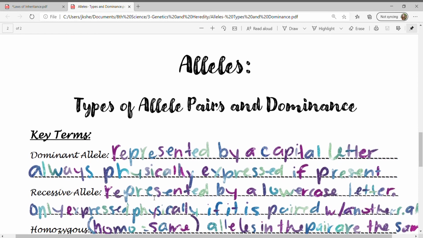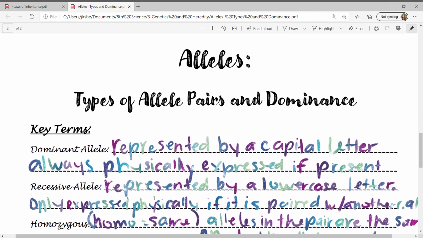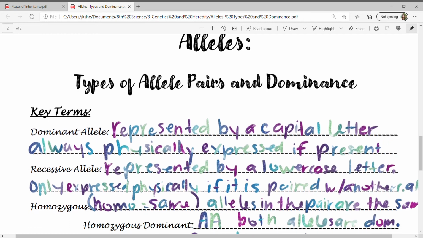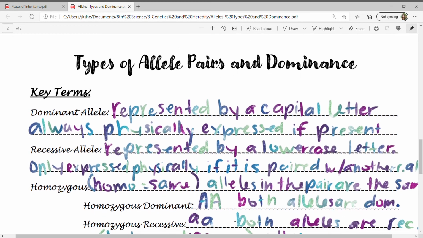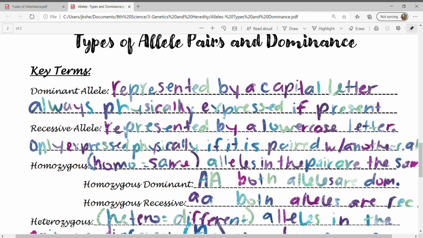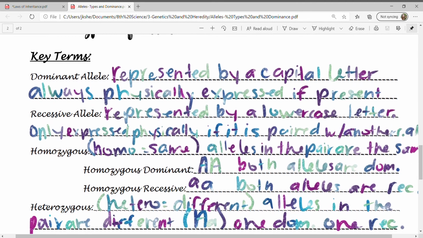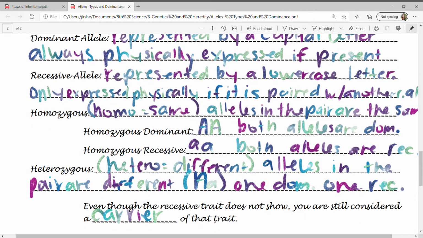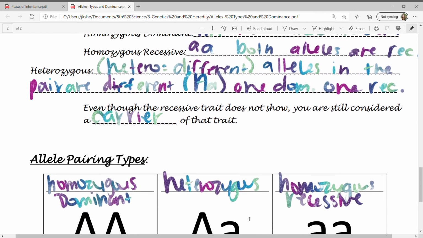We have two different types of pairing for alleles. We have homozygous allele pairings, in which both alleles are the same. For example, we have two dominant alleles that will be called homozygous dominant. If we have two recessive alleles, that will be called homozygous recessive. We also have heterozygous allele pairing, which is where both alleles are different, in the case of dominant and recessive. So you'll have one dominant allele, one recessive allele. However, it's important to know that even though the recessive trait does not show in the phenotype, you're still considered a carrier of that trait. So let's see what that means.